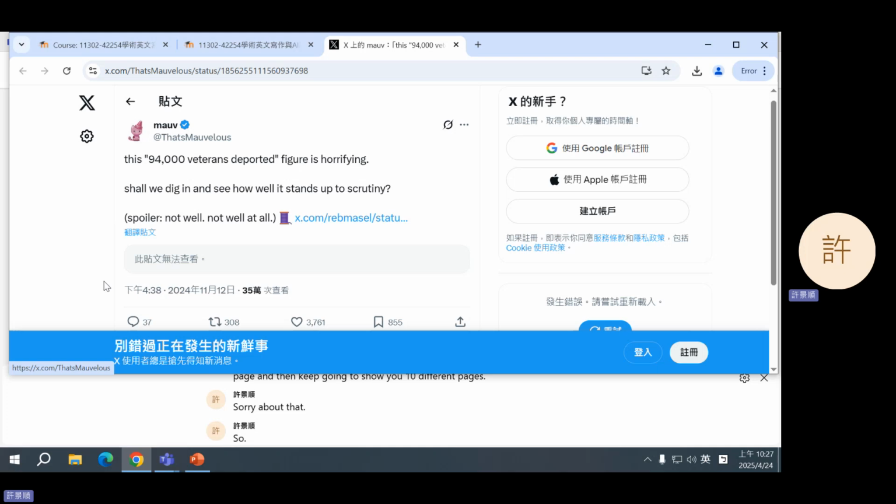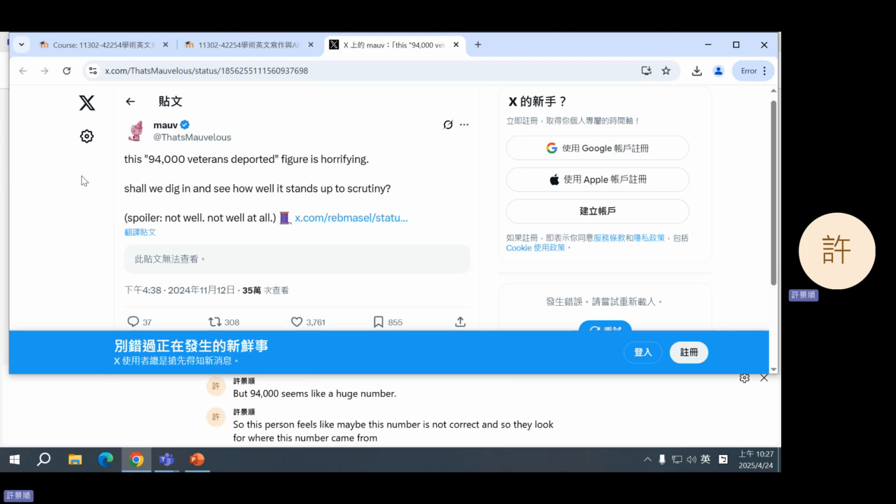Okay, here's where we begin. This person is reading an article that we can no longer see, and the article says that in the US, 94,000 veterans have been deported. Veterans are people who used to be soldiers. Deported means they were sent back to their home country. So first of all, yes, you do not have to be a US citizen to fight for the US. So this is possible. But 94,000 seems like a huge number. So this person feels like maybe this number is not correct. So they look for where this number came from.